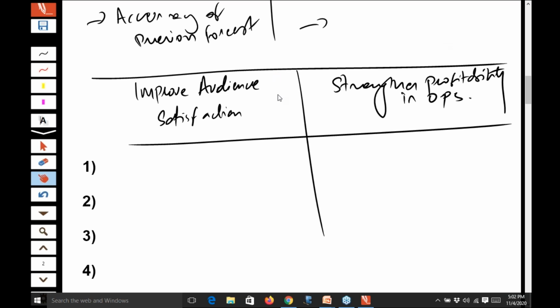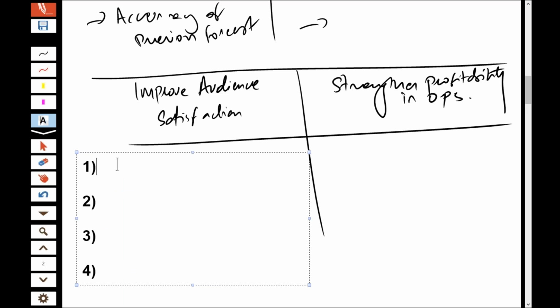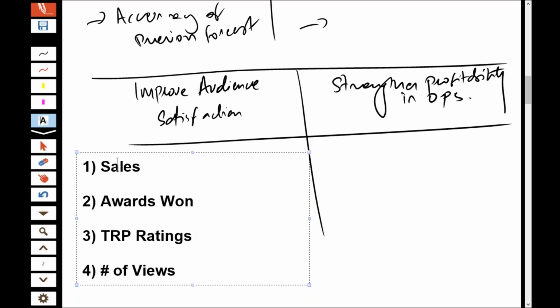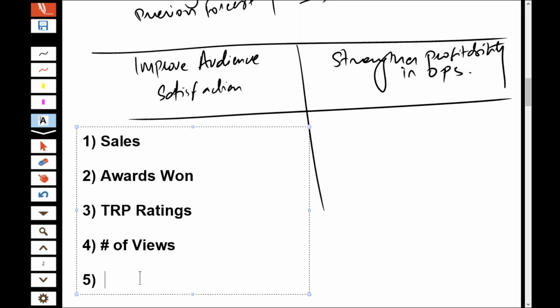Now, if we look at the different types of suggestions that you have given, this includes what? The audience satisfaction could be the sales, the awards won, the TRPs, the television TRP ratings, and the number of views in the modern day. The fifth one is the great number of houseful shows. Okay, movie rating on charts. Houseful, and so on.